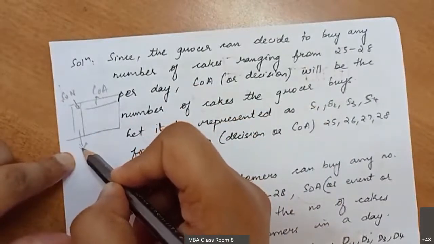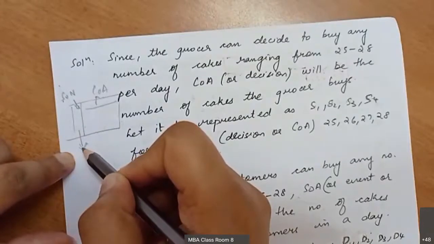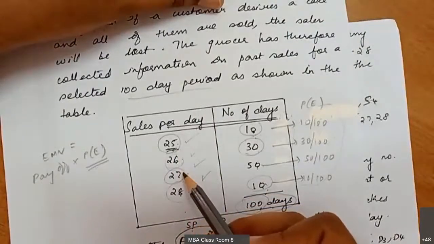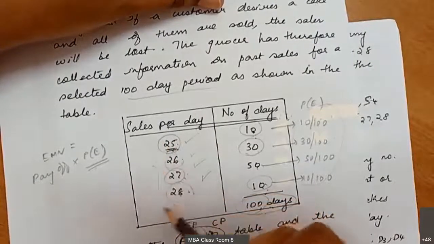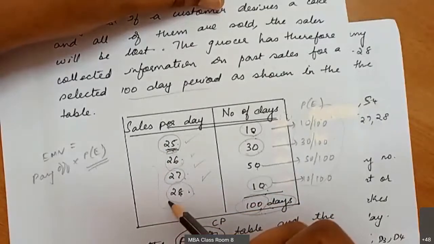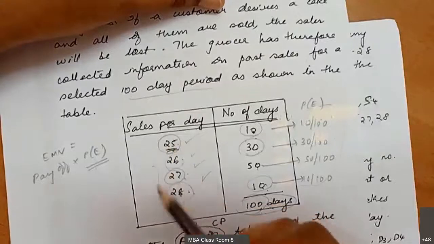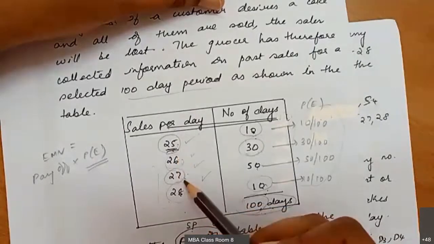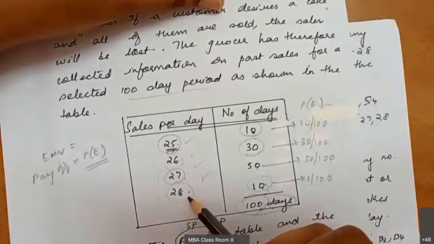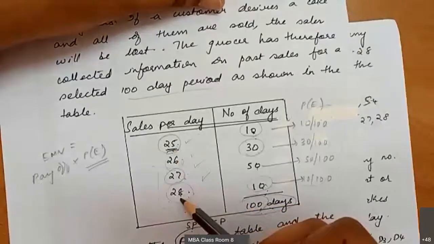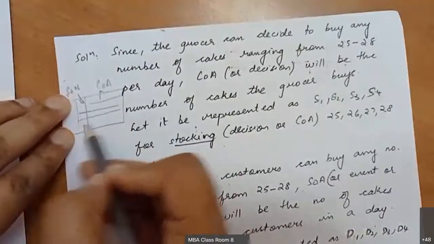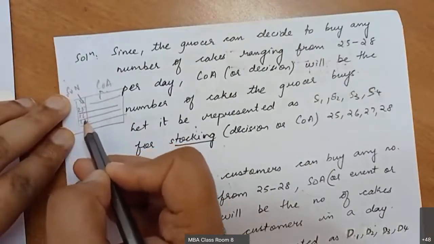So what will be the customer's demands here? The customer is going to come for how many cakes? 25 cakes or 26 cakes or 27 cakes or 28 cakes. This is not under the control of the seller. The manufacturer does not have any control over the customer demands. So SON is going to be 25, 26, 27 and 28. In our payoff matrix, we'll have 4 columns: 25, 26, 27 and 28.